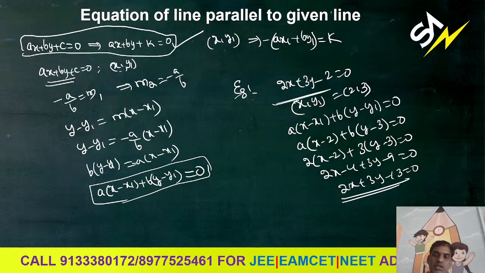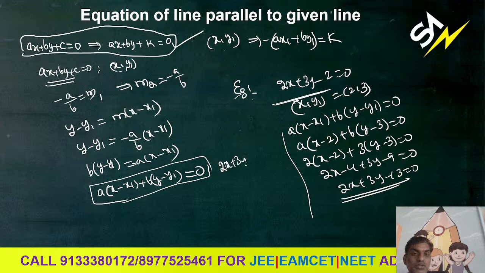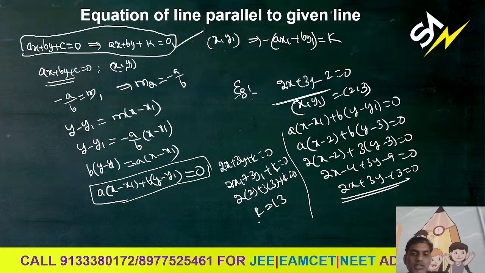Observe clearly. 2x plus 3y minus 2 equal to 0. 2x plus 3y minus 13 equal to 0. So both the lines differ with only a constant. We can do it with that process also. What is that process? Differs with only a constant: 2x plus 3y plus k equals 0. And it is passing through the point, so 2 times x1 is 2 plus 3 times y1 is 3 plus k equals 0. So that k equals minus 13. Like this also we can do. Okay.